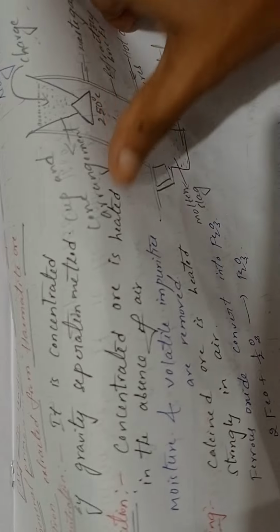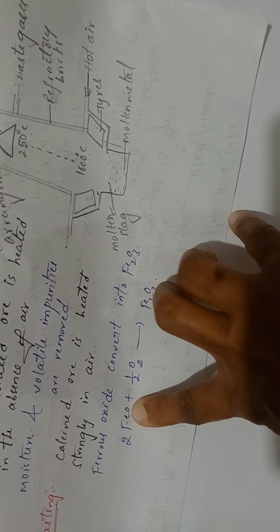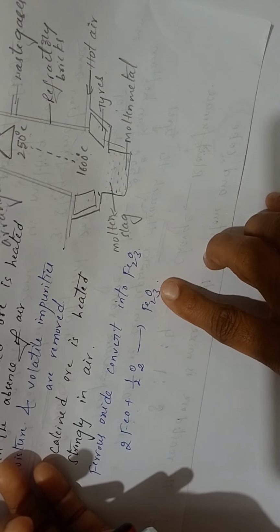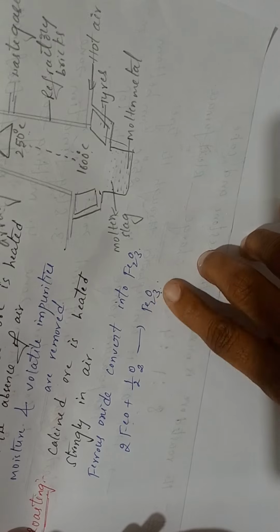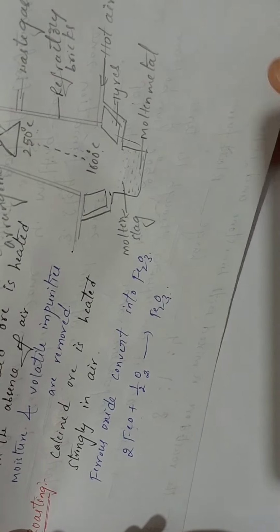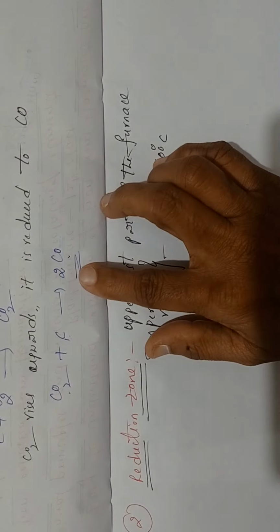In the roasted ore method, students, ferrous oxide is converted into ferric oxide. Correct? In the reduction zone, I discussed this with you. This ferrous oxide is converted into ferric oxide in the roasting method. Now this ferric oxide combines with the CO, students. In the combustion zone, CO is formed, so that ferric oxide combines with the CO.